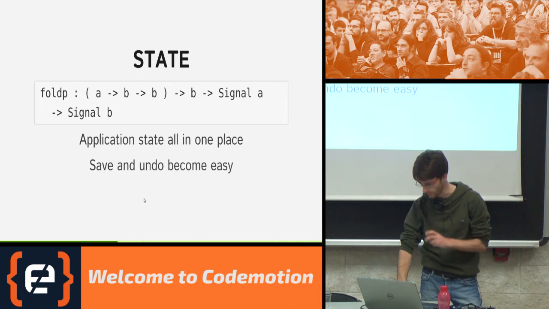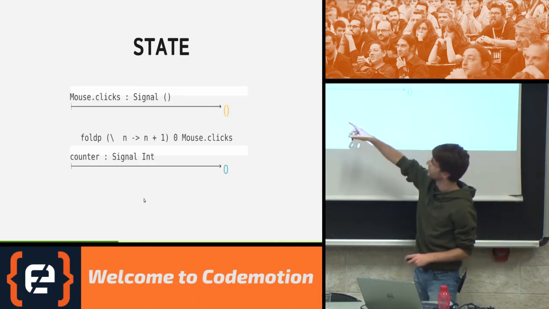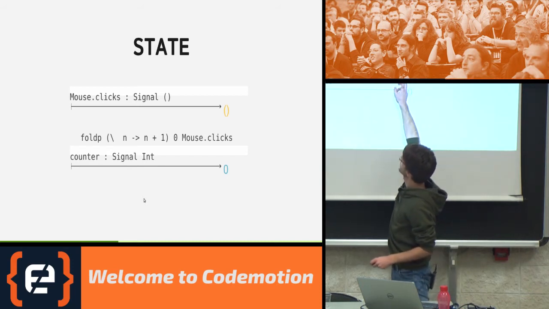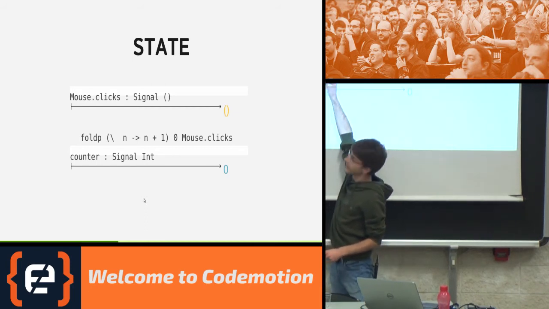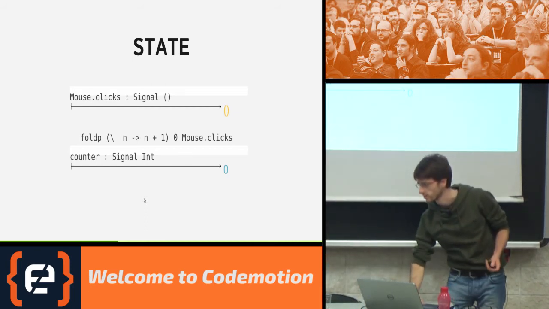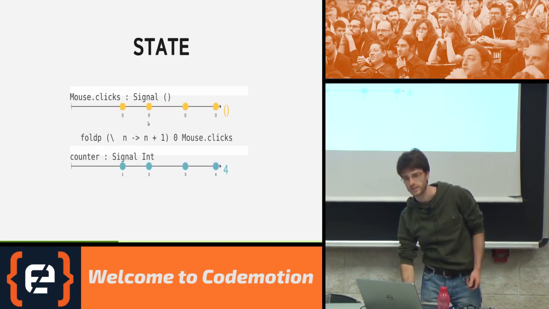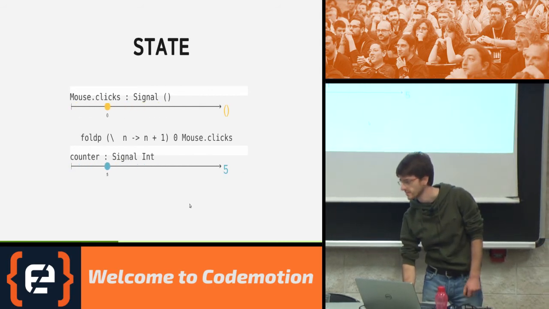And how does this foldp work? Just to give an example, we have this foldp function, and it's just counting the mouse clicks, starting from 0. Every time I receive a click, I take n and increase it by 1. So nothing really special. When I click the mouse, I see that the counter down here is increasing.